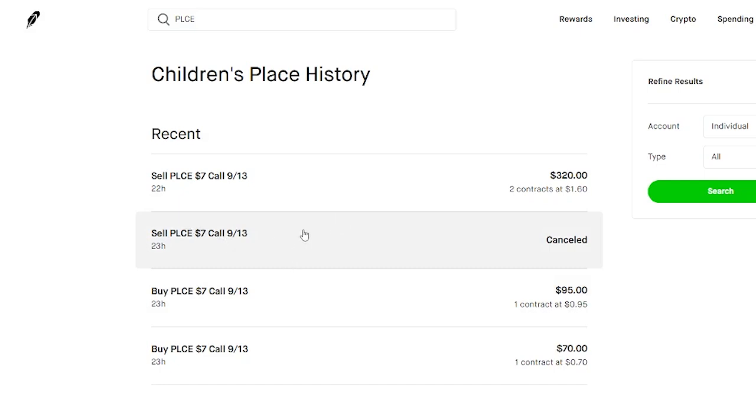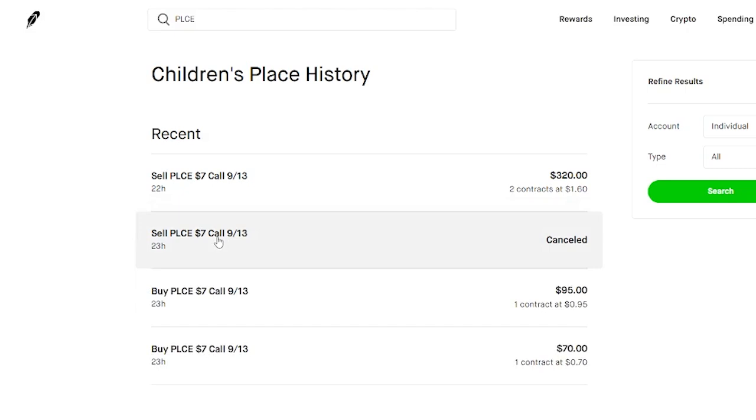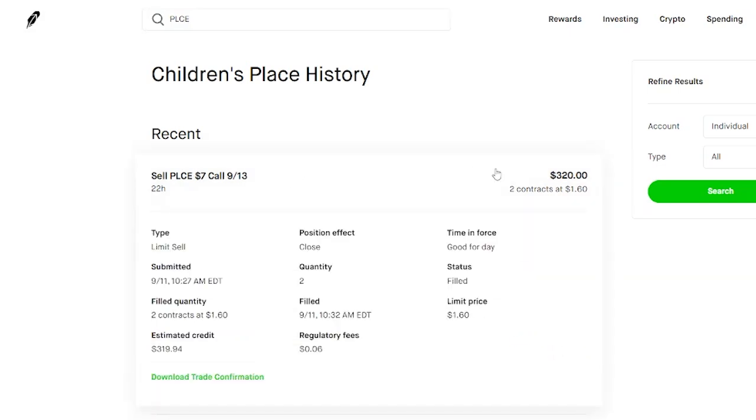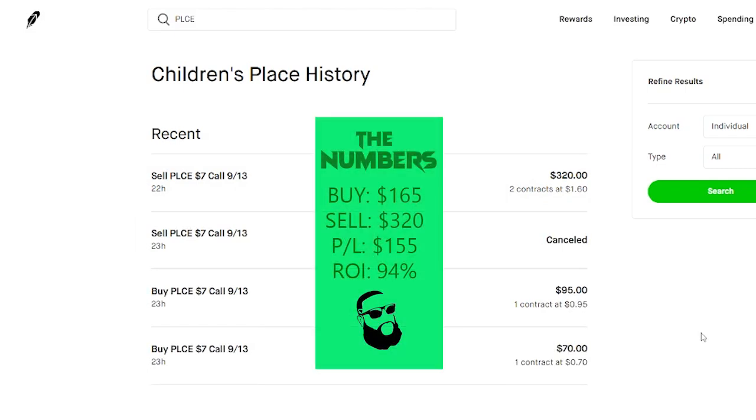It wouldn't execute at the price that I put in, and as you guys could see, I put in a limit price here of $1.45, and it would not close, so I canceled it. And it turned out to be a good thing, because it actually kept on running, and I ended up selling here two contracts at 160, as you guys could see. So $1.60. On this play, I made a pretty decent run up. I'll throw the numbers up on the screen so you guys could see right here. This was a pretty decent play.